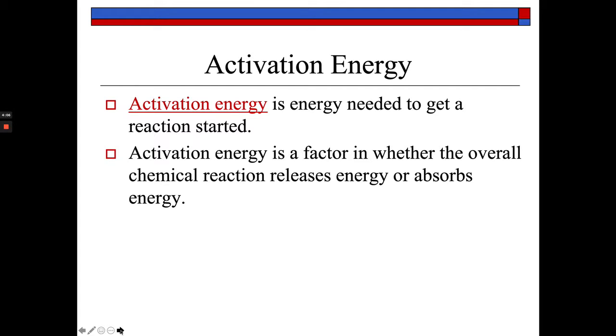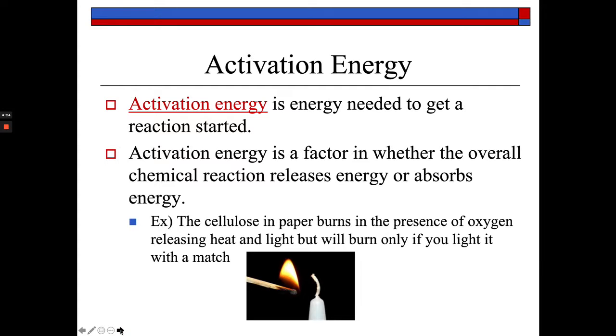So we're going to talk about the two different types of chemical changes or chemical reactions, what the difference is between a reaction that releases energy or a reaction that absorbs energy. So think of the activation energy once again as something that gets something started. For example, the cellulose in paper burns in the presence of oxygen, releasing heat and light. But there's no burning that's going to happen unless you light it with a match. So that is what's starting this whole process to begin.